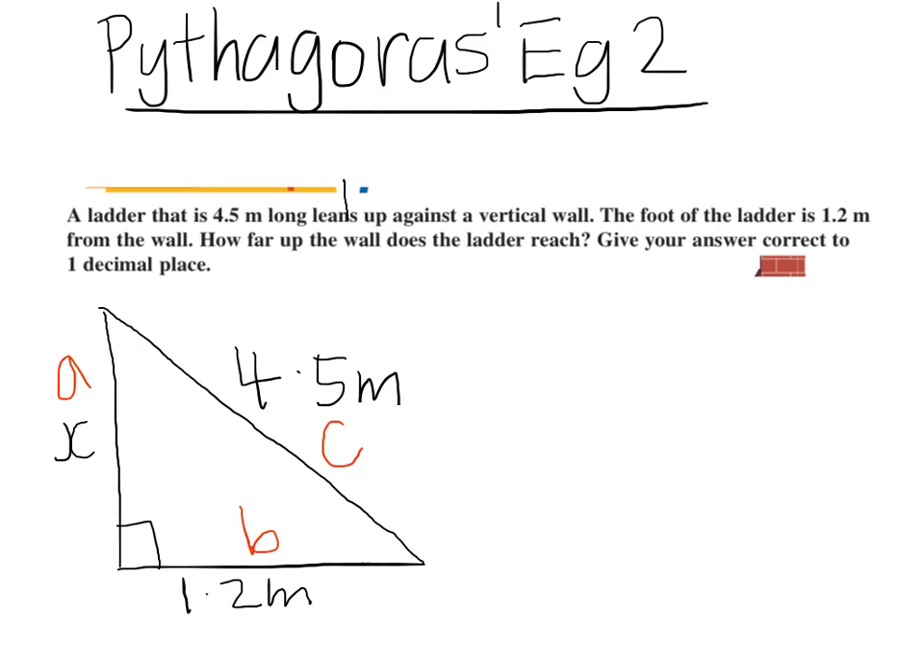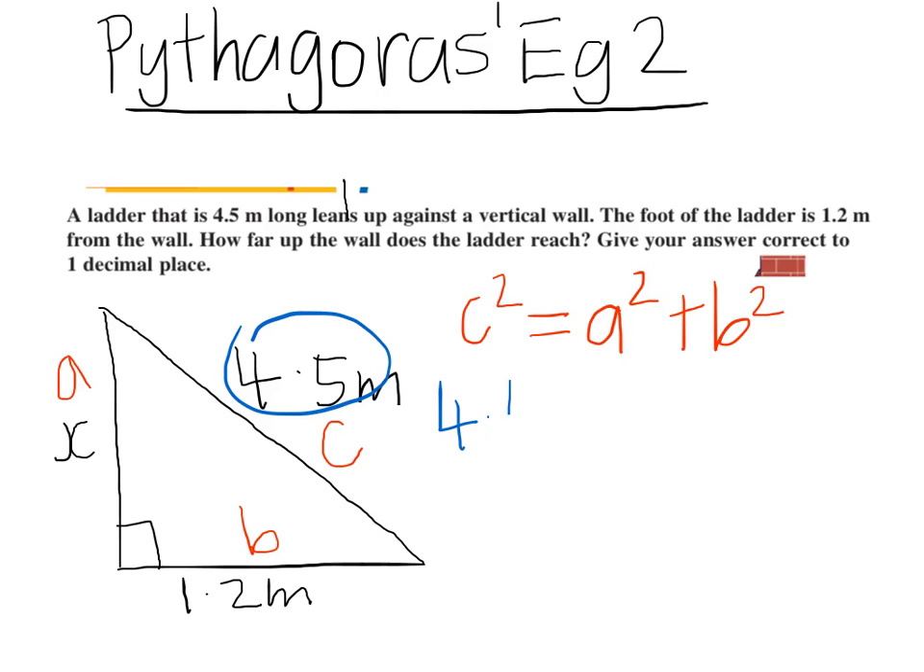We're going to write our rule as always. So C squared equals A squared plus B squared. We're going to substitute into this rule now. So we know C is 4.5. So we're going to put that 4.5 squared equals x squared plus 1.2 squared.